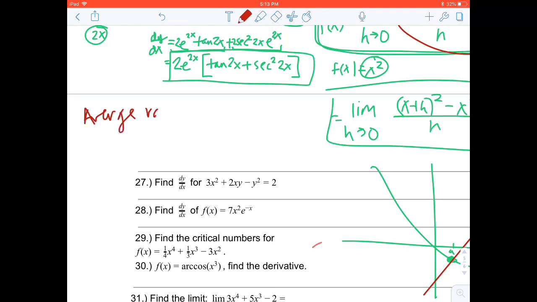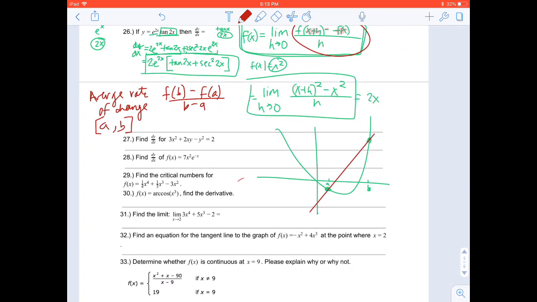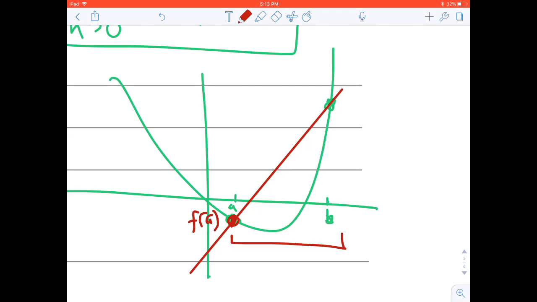Average rate of change is f of b minus f of a over b minus a, if we're talking about the average rate within the interval from a to b. So if you're looking at this picture that I drew here, this is the interval from a to b. This is f of a, because that's the y value, right? This is f of b, or whatever this y value is there. That's your f of b.